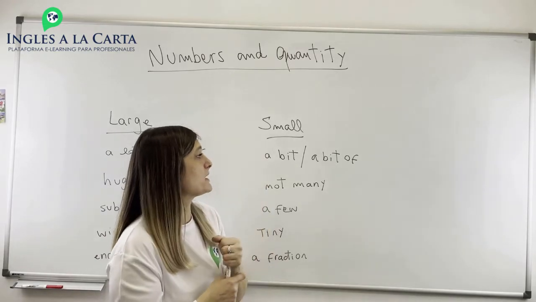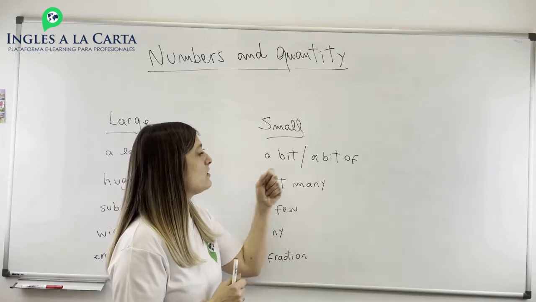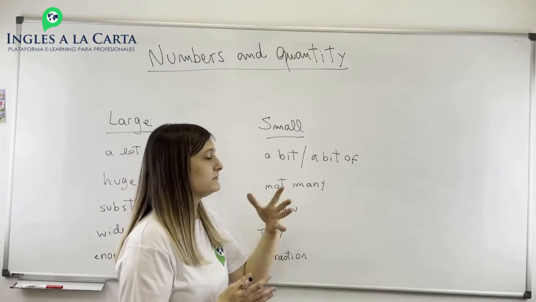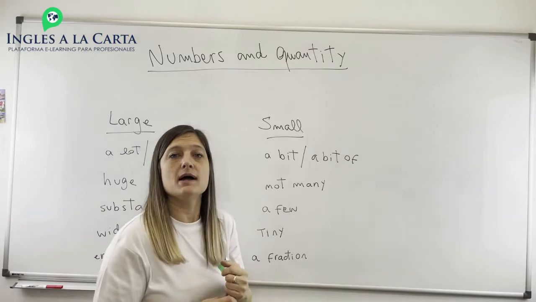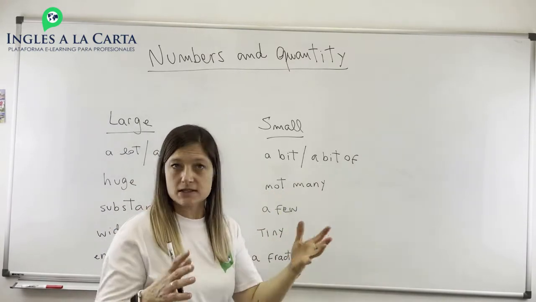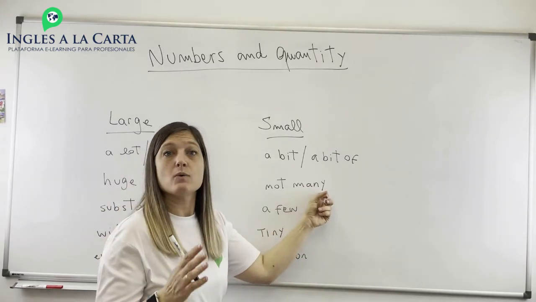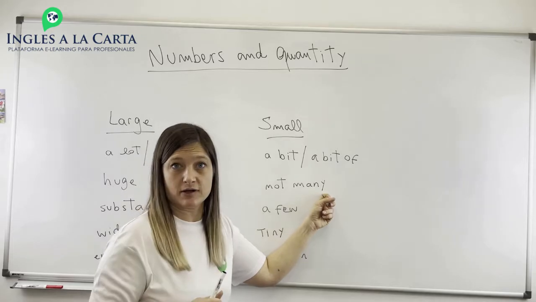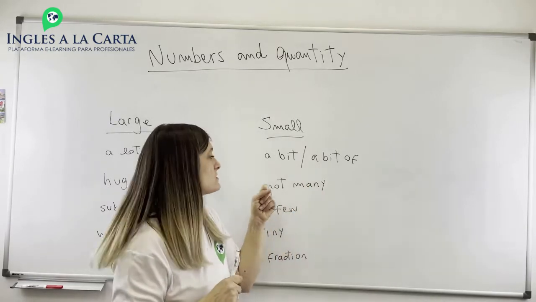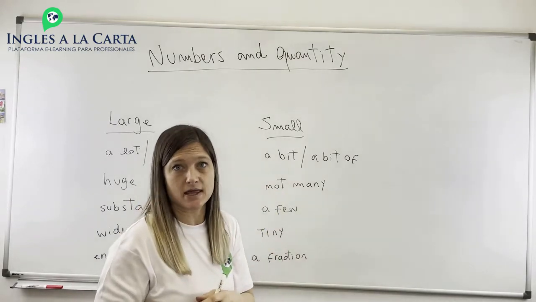Let's continue with small quantities. And we have a bit or a bit of. We have not many. For example, there aren't many customers interested in that. Remember that many is for countable nouns. As I said, we have customers. So there aren't many customers interested in that.